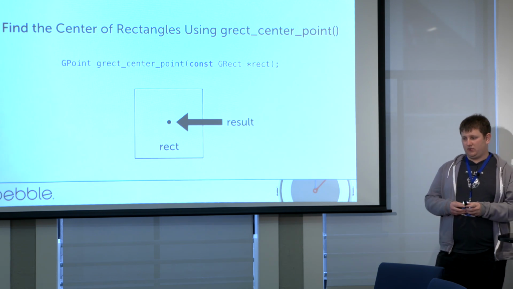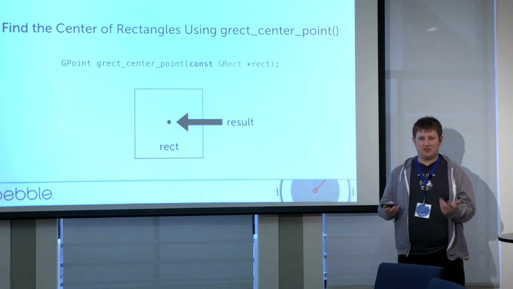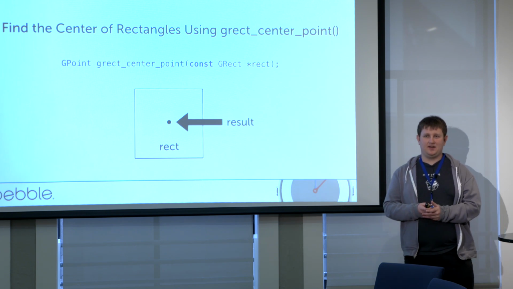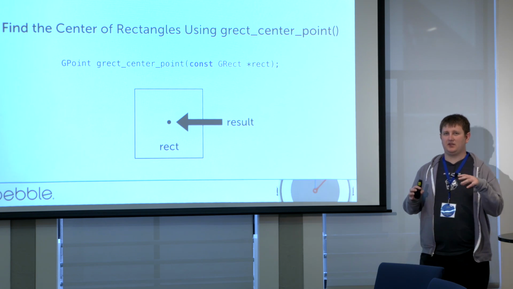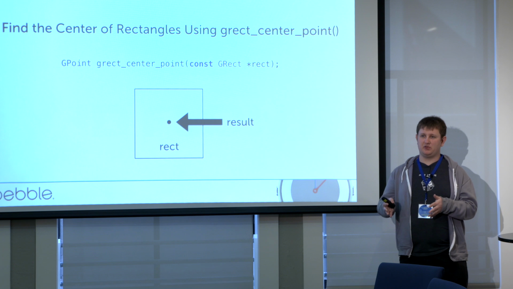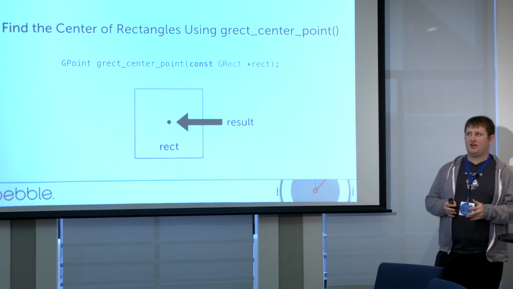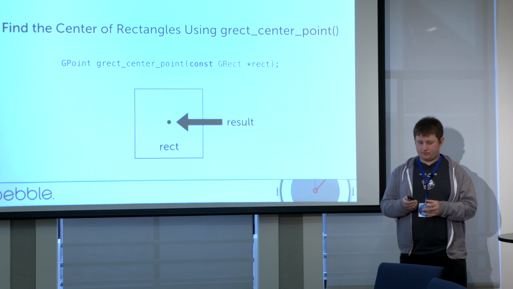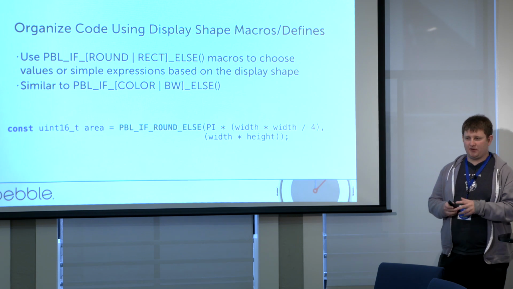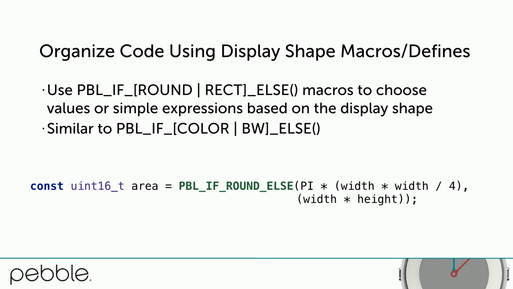So cool. We've learned about some utility functions that will simplify our code so that we can write code that hopefully aligns things and looks nice in the context of multiple displays. But what if we actually have a completely different implementation depending on display shape? Well, just like we have our PBL_IF_COLOR_ELSE and PBL_IF_BW_ELSE macros, we also provide PBL_IF_ROUND_ELSE and PBL_IF_RECT_ELSE macros.